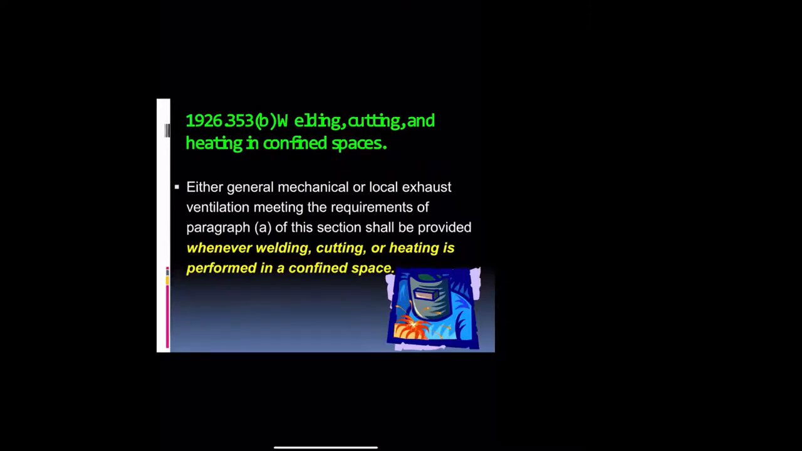Now, if you guys are gonna be doing things like hot work, welding, cutting, heating in the confined space, you have to use some type of ventilation. It says mechanical or local exhaust ventilation, meeting the requirements of paragraph A, which basically means it has enough of a flow or an exchange rate to keep the air in a normal quality. And we'll talk about what is normal air as far as percentages go.